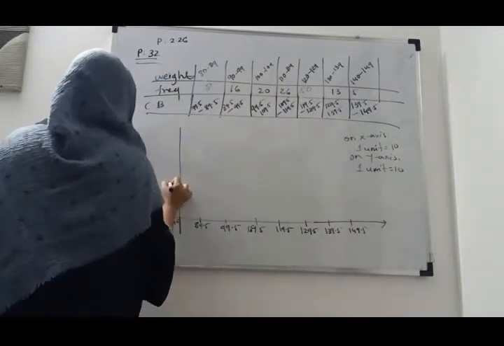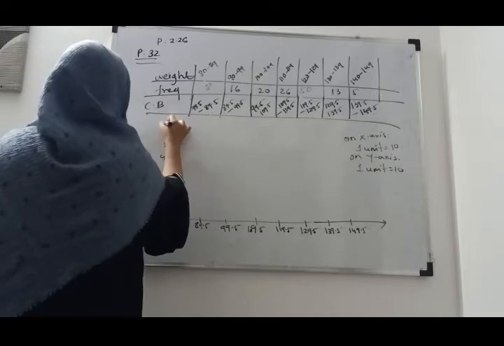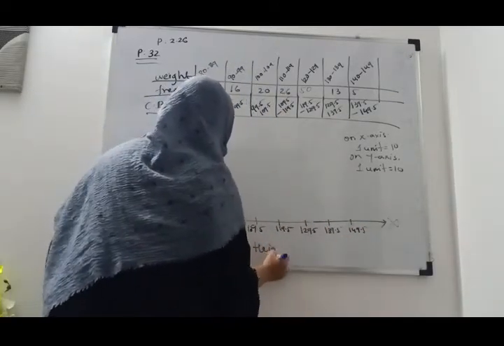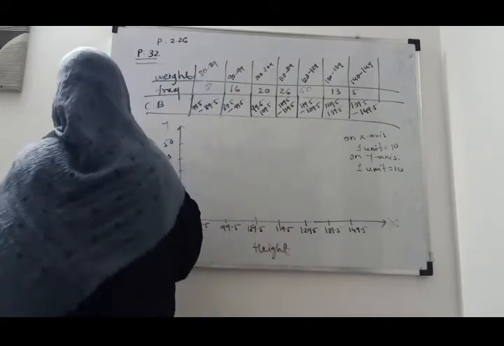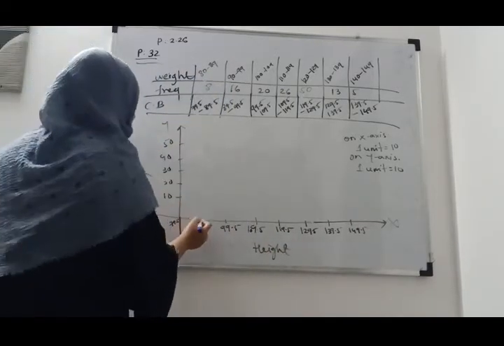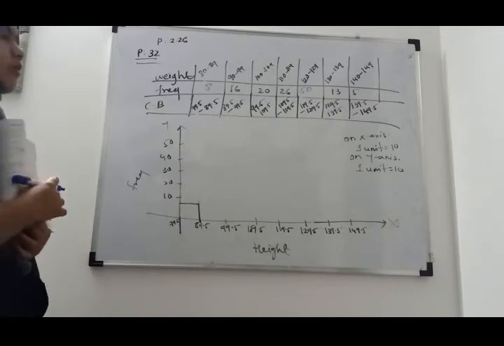10, 20, 30, 40 and 50. This is y, this is x, this is height and this is frequencies. For the first class the frequency is 8, something here. So the first rectangle will be like this.